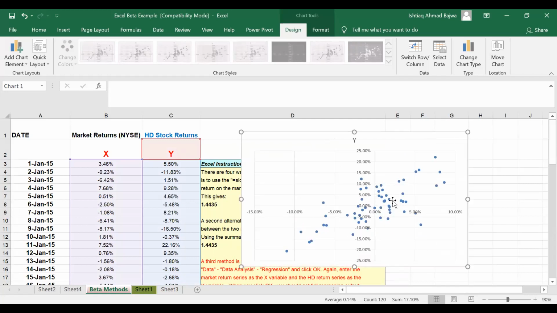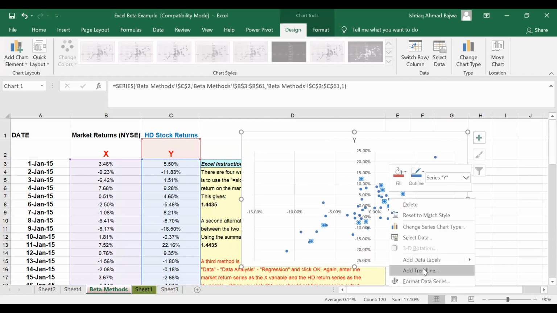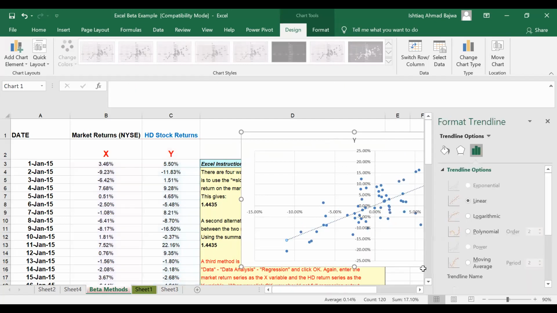Yes, doctor. XY scattered graph. Then I click on the points and right click. It says add trend line. It will add a trend line, a line like this will be added to the graph.